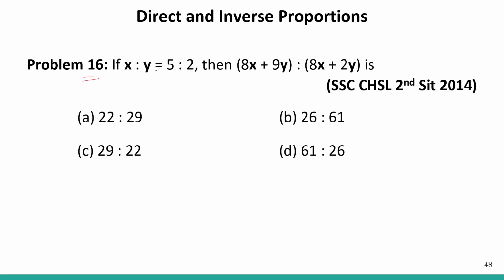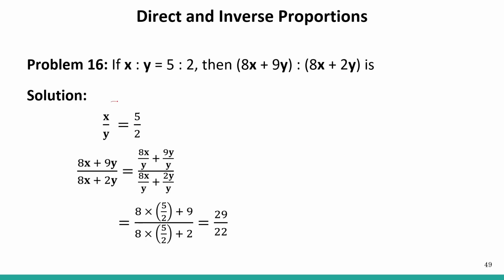So let's see problem number 16. Given that x is to y is equal to 5:2, what is 8x plus 9y is to 8x plus 2y? 22:29, or 29:22, or 26:61, or 61:26. Okay, so x by y is equal to 5 by 2. So (8x plus 9y) whole by (8x plus 2y) is equal to (8x by y plus 9y by y) by (8x by y plus 2y by y). So 8 into 5 by 2 plus 9 in the numerator and plus 2 in the denominator. So we arrive at 29 and 22.